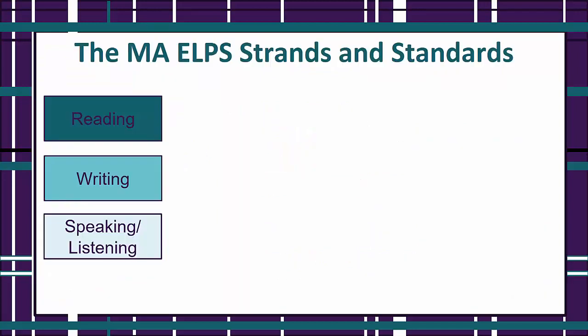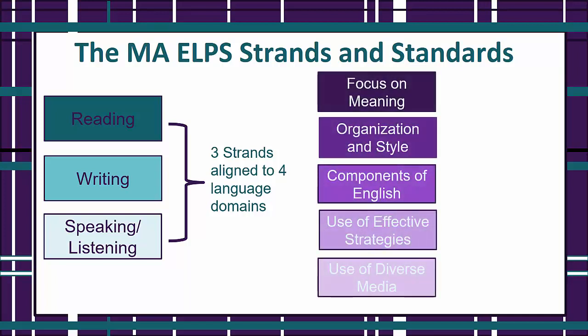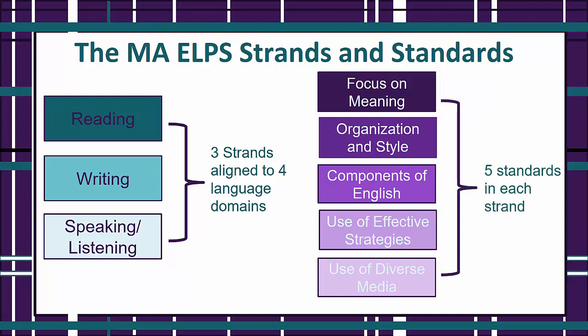Each level of the MassALPS is organized into 3 strands: reading, writing, speaking, and listening, aligning with the 4 language domains. And the standards focus on meaning, organization and style, components of English, use of effective strategies, and use of diverse media, which comprise the 5 standards in each strand. You also want to familiarize yourself with the threads and benchmarks for your particular standards as well. The MassALPS are a critical tool with which to be familiar.